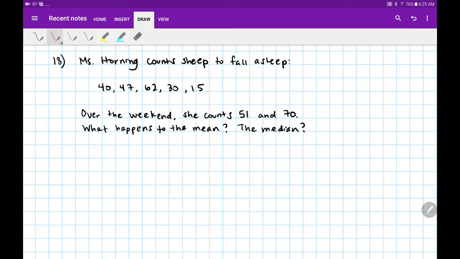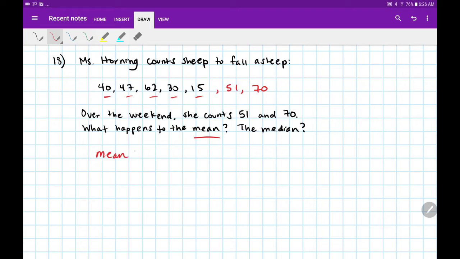18 says, hey, Miss Horning is counting sheep to fall asleep, and she counts these last week. Over the weekend, she counted 2 more. She counts 51 and 70. So what happened to the mean number of sheep and what happened to the median?